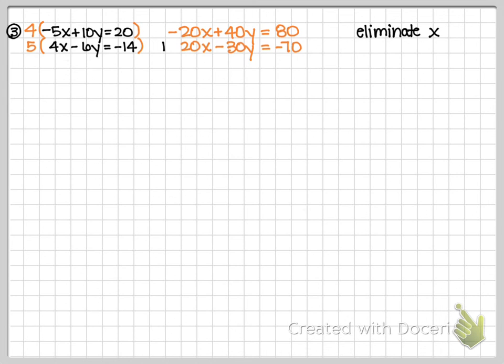Quick check. Yes, if I add straight down now, my x's will disappear. So those are gone. 40 plus negative 30 is 10y. 80 plus negative 70 is also 10. Oh, this is kind of nice. Divide by 10. I think we just get y equals 1.